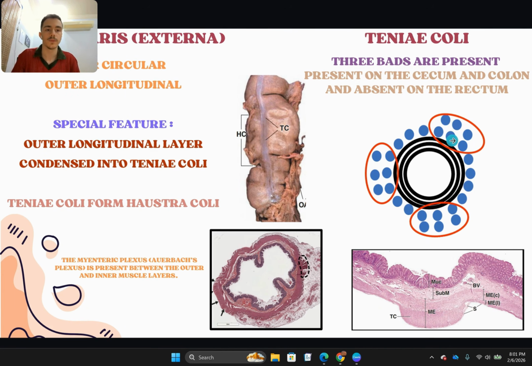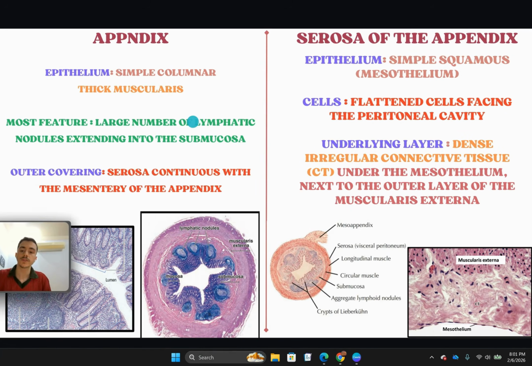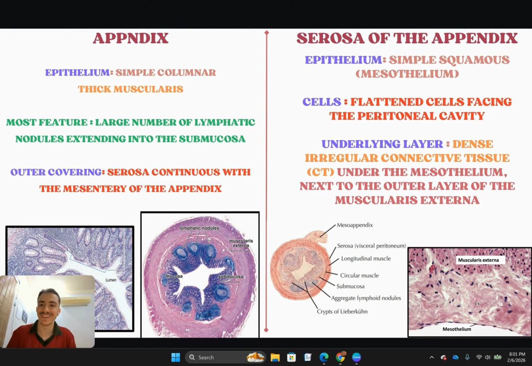Next is the serosa, because there is a mesentery where the large intestine is directly connected with the other sections. Appendix, and the serosa of the appendix.